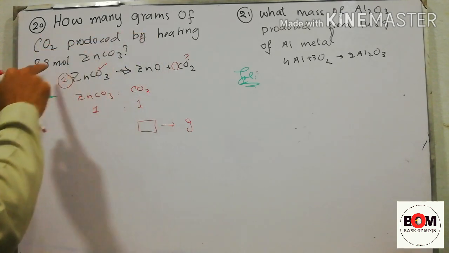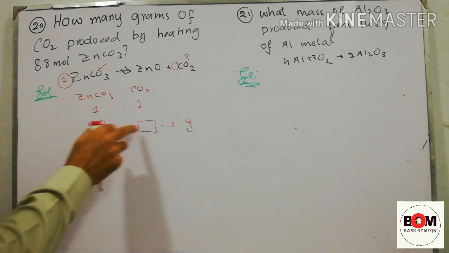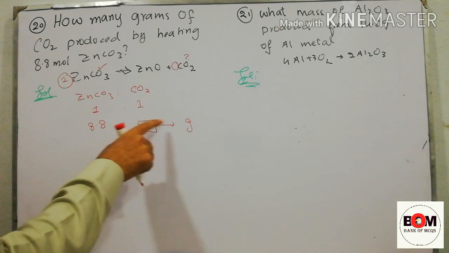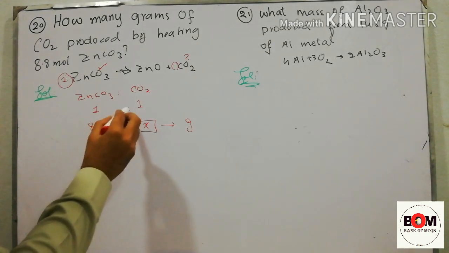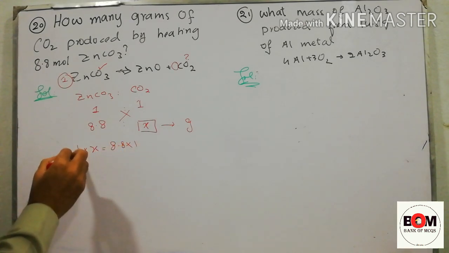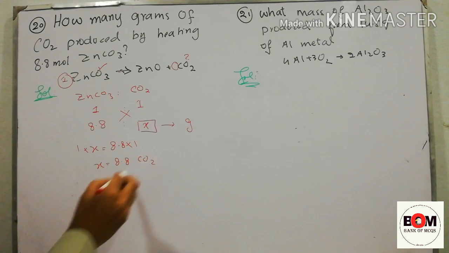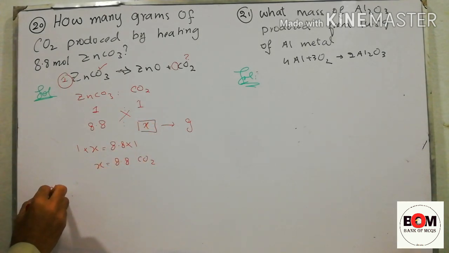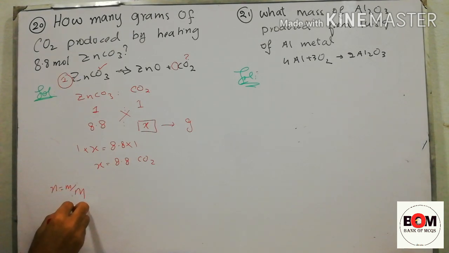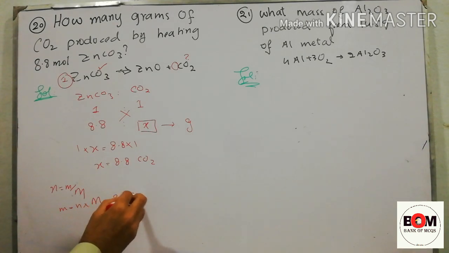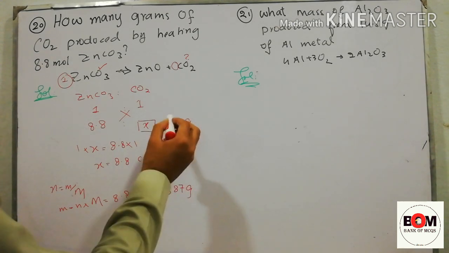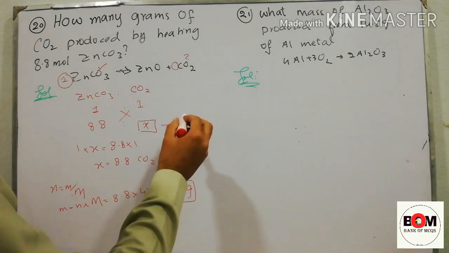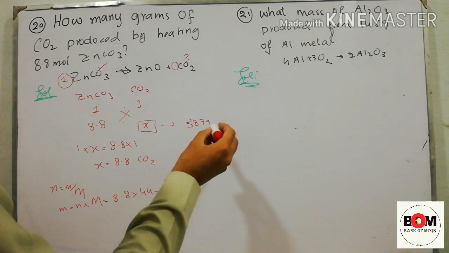They have given production by heating 8.8 moles of ZnCO3, so the given quantity is also in mole. We will find the moles of CO2, then convert into mass, as they ask in grams. By cross multiplication, x multiplied by 1 is equal to x, and 8.8 multiplied by 1 is equal to 8.8, so x is equal to 8.8 mole CO2. To convert it into mass, we know that number of moles is equal to mass divided by molar mass, so mass is equal to number of moles multiplied by molar mass. That is 8.8 multiplied by the molar mass of carbon dioxide, CO2, which is 44. So we will get 387 gram. So the option is 387 gram, and this is the answer.